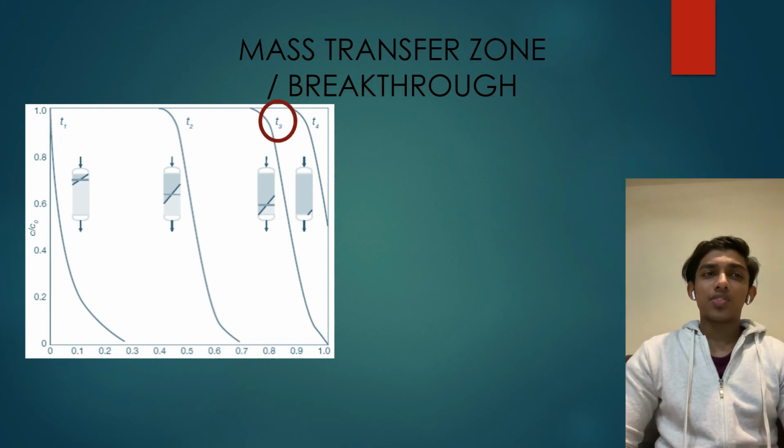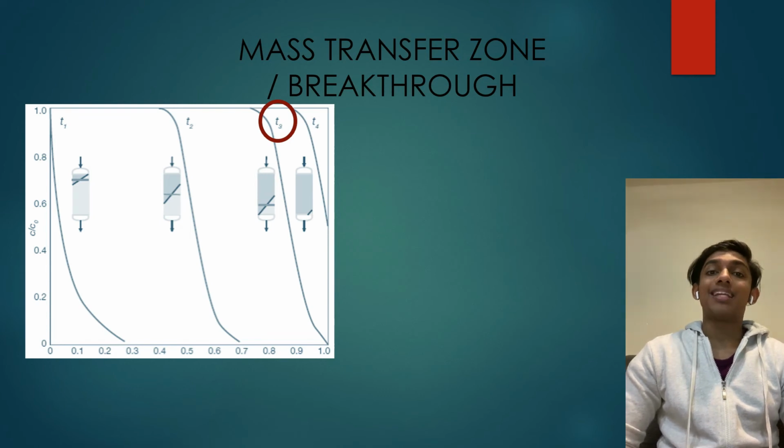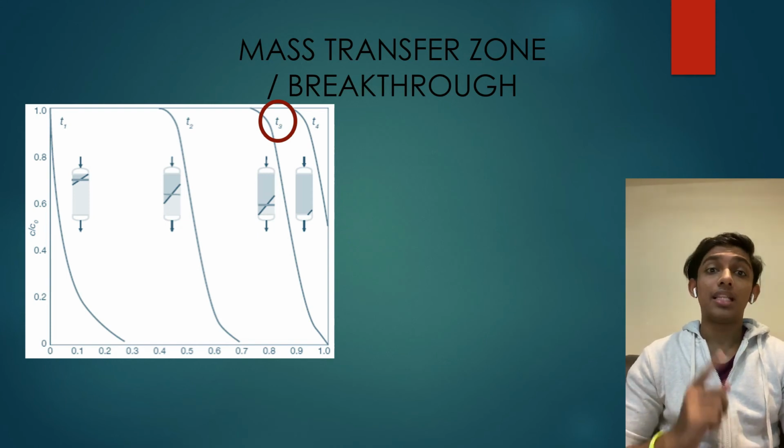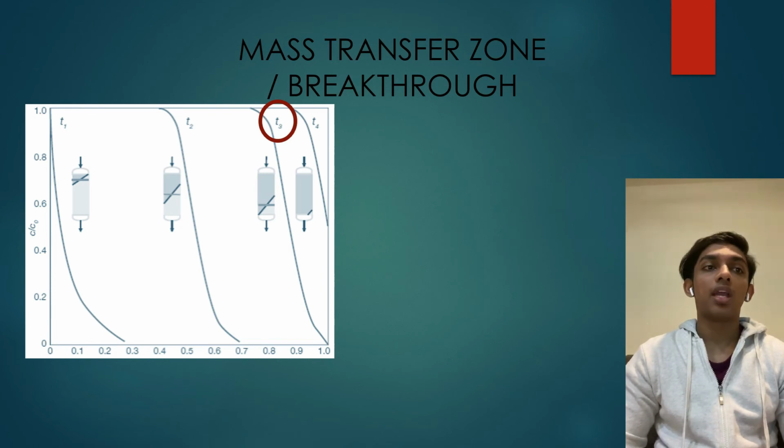The mass transfer zone reaches the end of the bed at time T3. Progressively, some adsorbate leaves with the column effluent, which usually is not so desirable. This is known as breakthrough, and time T3 is referred to as the breakthrough time.